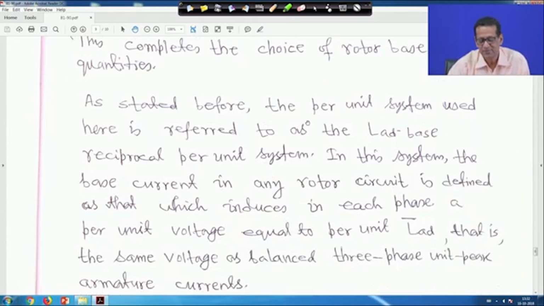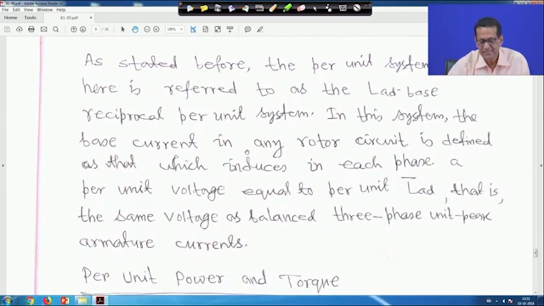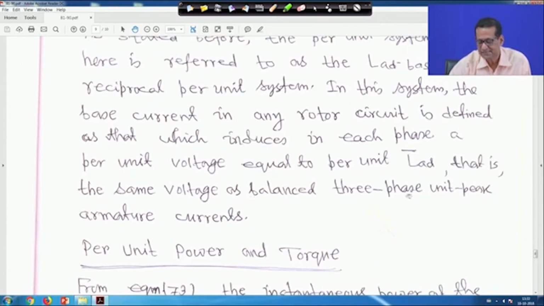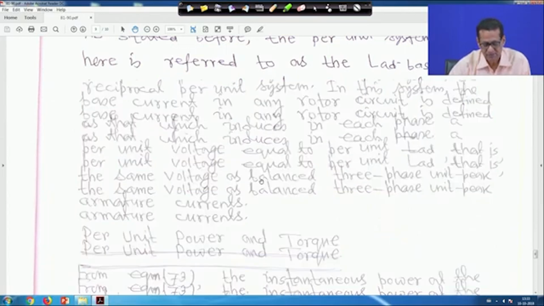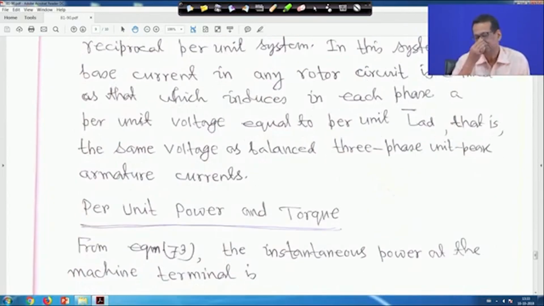As stated before, the per unit system used here is referred to as the LAD base reciprocal per unit system. In this system, the base current in any rotor circuit is defined as that which induces in each phase a per unit voltage equal to per unit LAD bar, that is, the same voltage as balanced 3-phase unit peak armature currents. So, this is your per unit system.